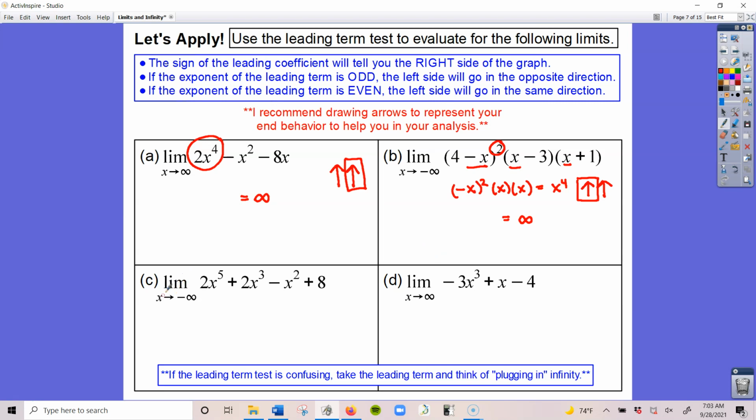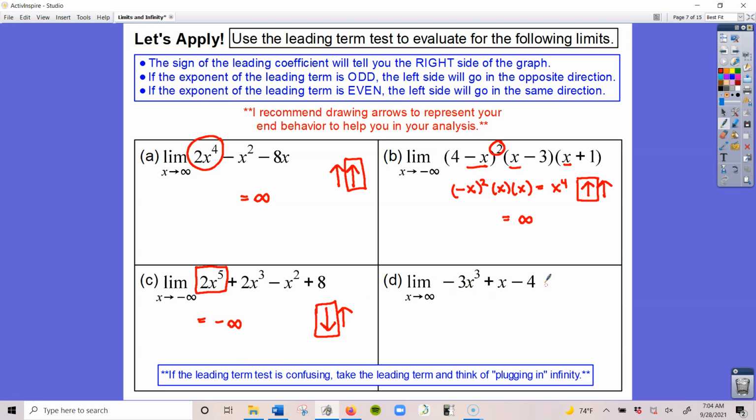For this one here, we have the limit as x is approaching negative infinity of this polynomial function. My leading term is going to be the 2x to the fifth. So typically your leading term is in the front, but regardless, you still want to scan your polynomial and make sure that you pick out the leading term that has the highest exponent. Because my coefficient is positive, that means the right side will go up. Because the exponent is an odd number, the left side will go down. Since this is as x is approaching negative infinity, that means that we're talking about the left arrow. So the answer here is going to be negative infinity.